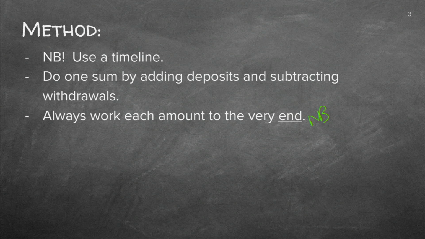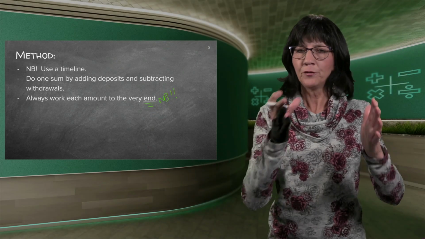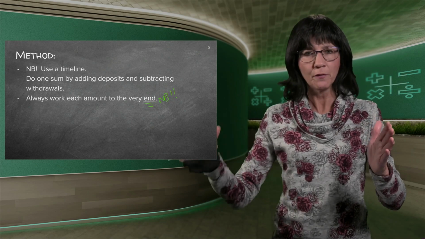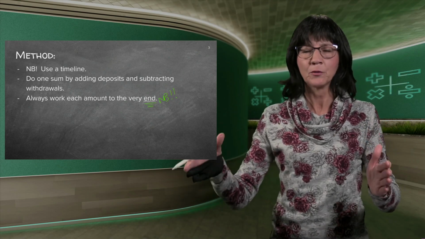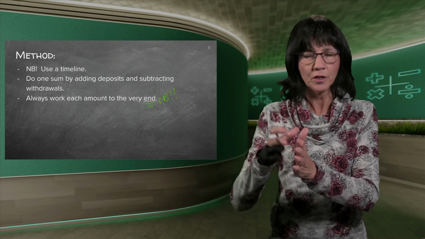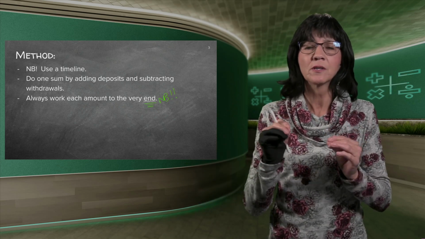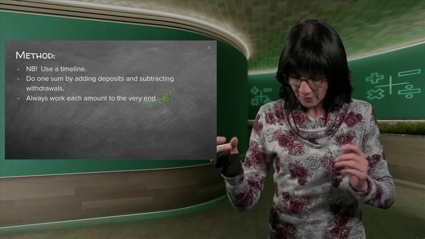NB. You always work to the very end of the period. So if you invest something for 12 years, you will do that sum up to the end of 12 years. If you after 3 years subtract some money, you work that out till the end of the 12th year. So make sure that all your little sums that you're doing go to the very end of that period.